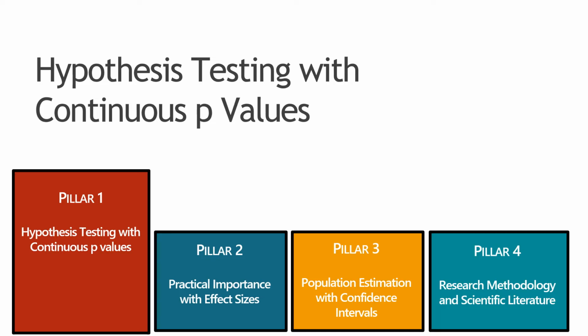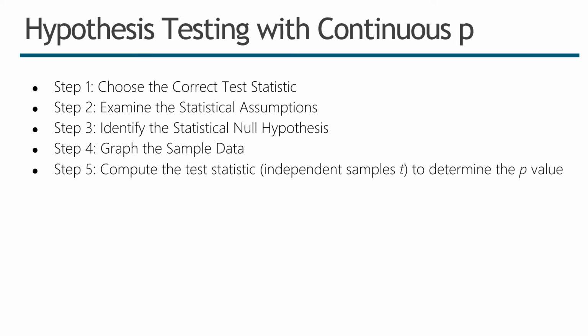Our first pillar is hypothesis testing with continuous p-values. There are 5 different steps when you're doing hypothesis testing with continuous p-values. We're going to work through each of these steps on the following slides.